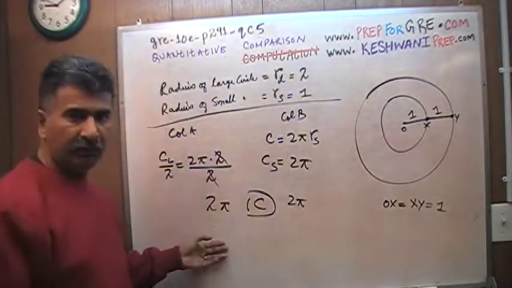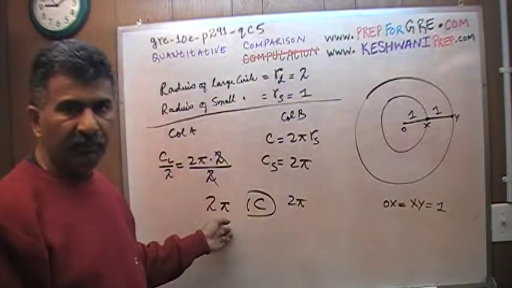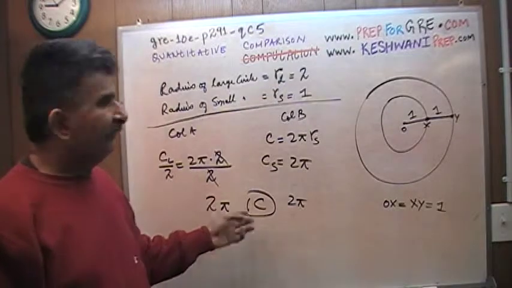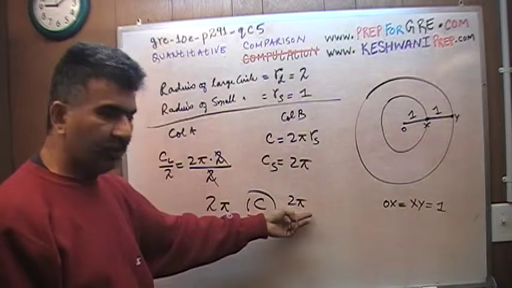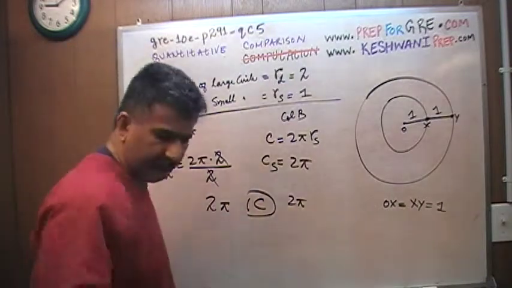You don't have to worry about what pi is equal to. There is no need to substitute the value of pi and so on and so forth, because these are not called computation problems, these are called comparison. 2 pi, whatever that quantity is, has to equal 2 pi. That's it, the answer is C.